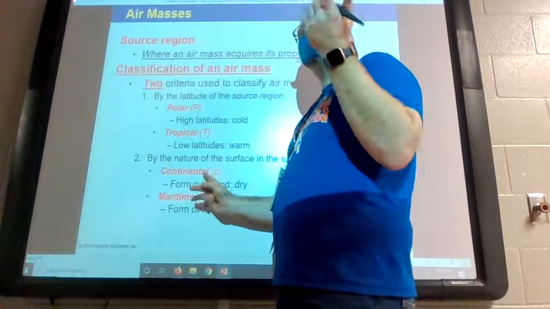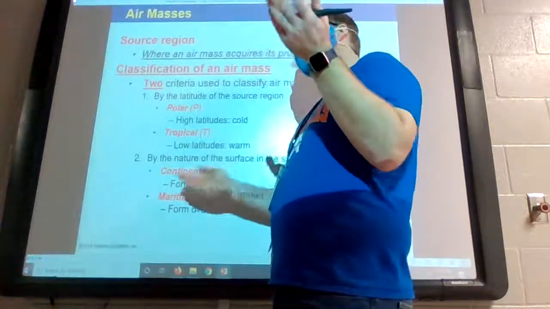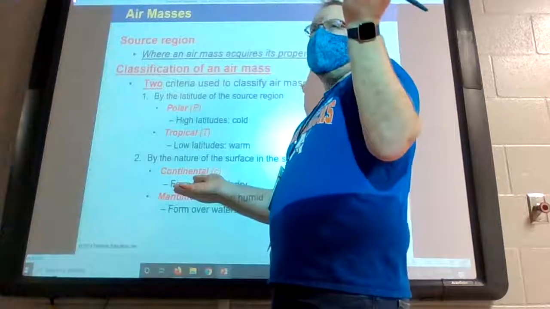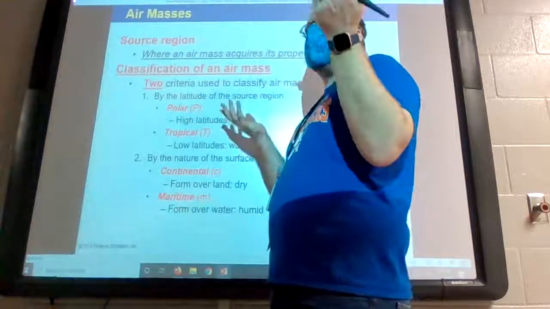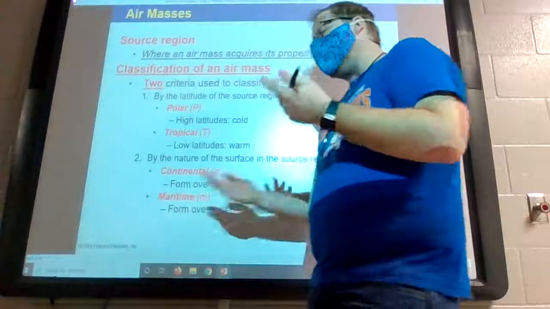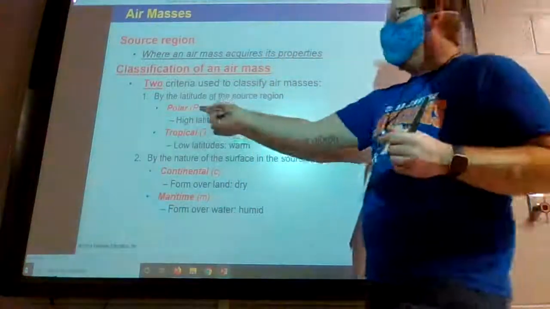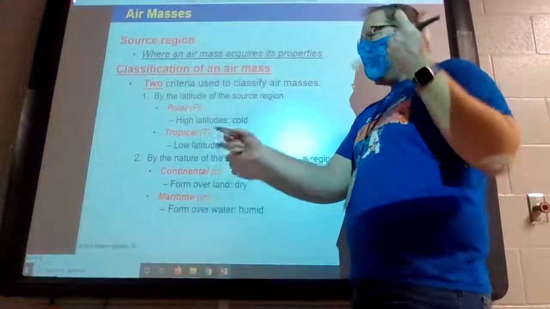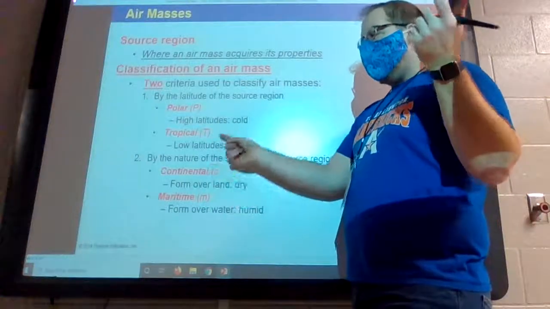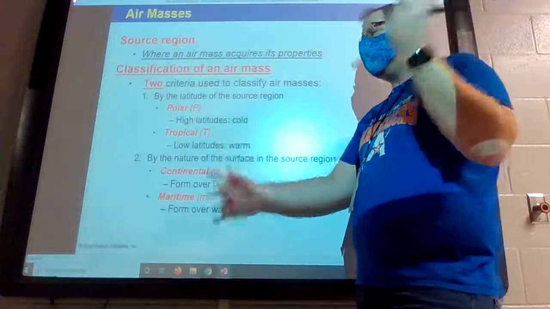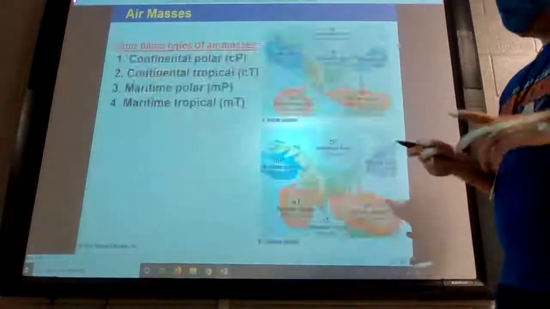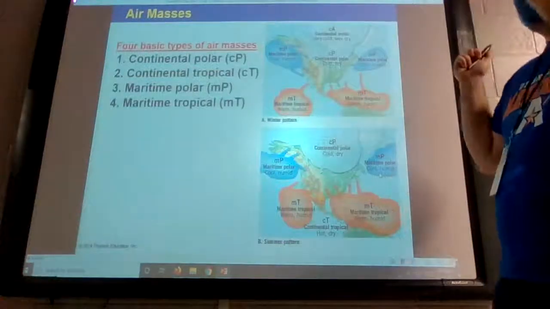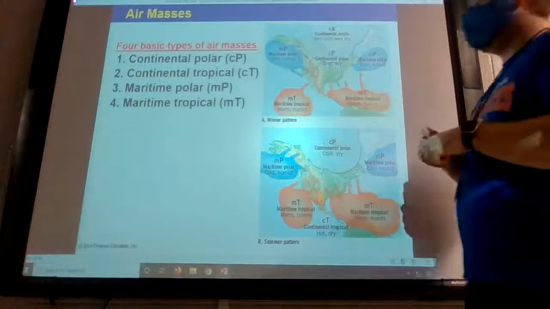And then we have continental and maritime. Moisture-wise, continental is going to be dry, and maritime, which is like oceans and boats, is going to be wet. And so you can have cold and dry or cold and wet with continental polar or maritime polar, or hot and dry or hot and wet with continental tropical or maritime tropical. And here's a map that shows you all of them in one complete scenario.